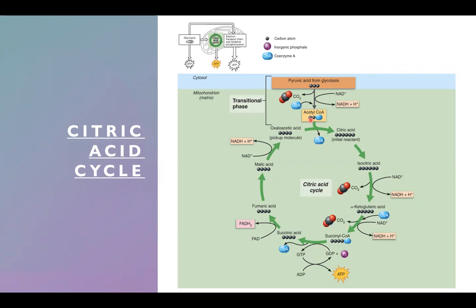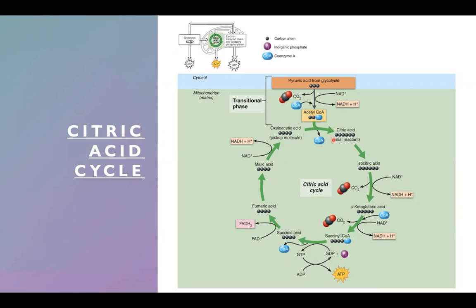So again, you can kind of see these carbon atoms will be reduced or will be oxidized as we're going around the cycle. So we often start with oxaloacetic acid because this will be the pickup molecule, and we start and end the citric acid cycle with this molecule, oxaloacetic acid. This is a 4-carbon molecule. It will combine with acetyl-CoA, which has 2 carbons, to form citric acid, the initial reactant.